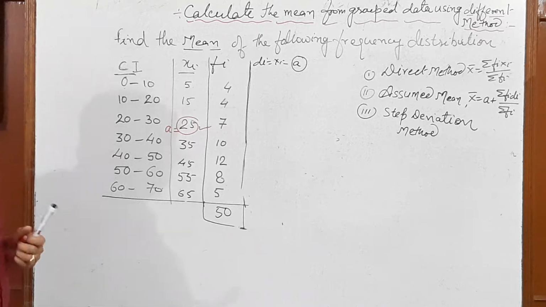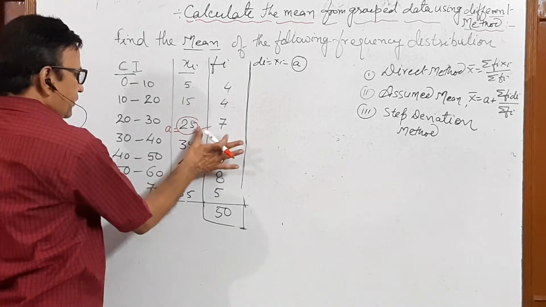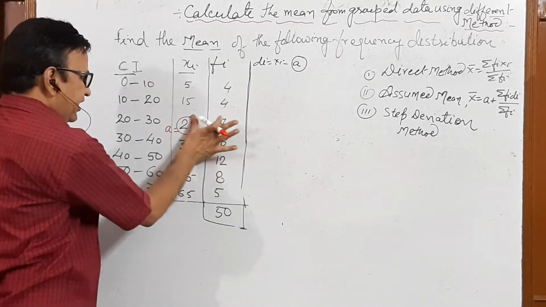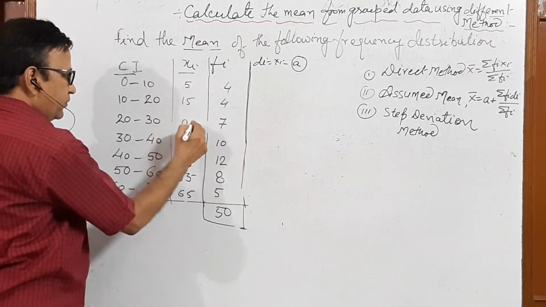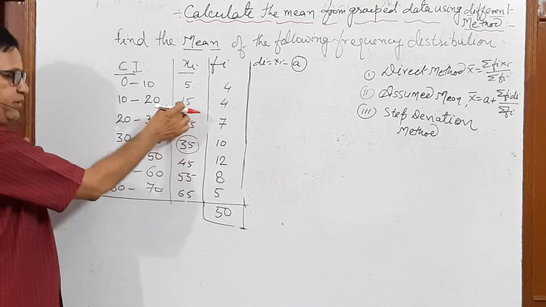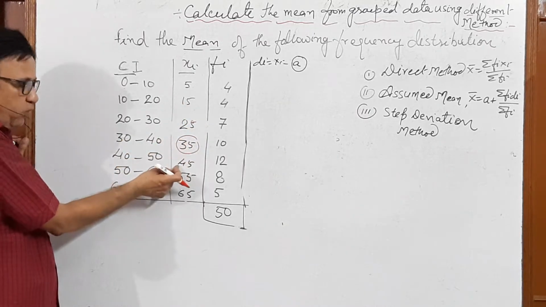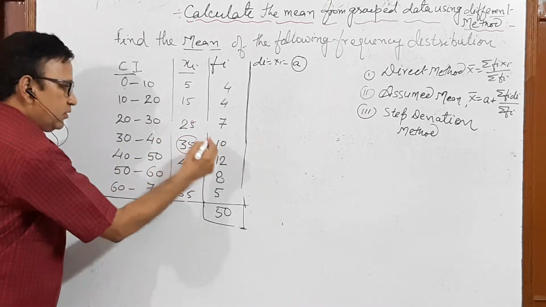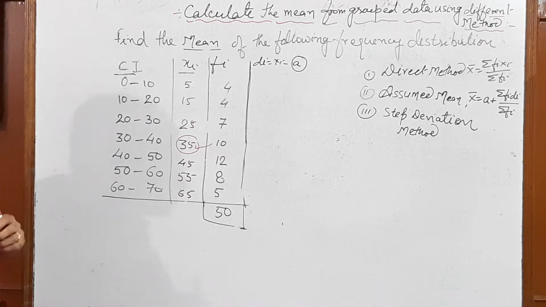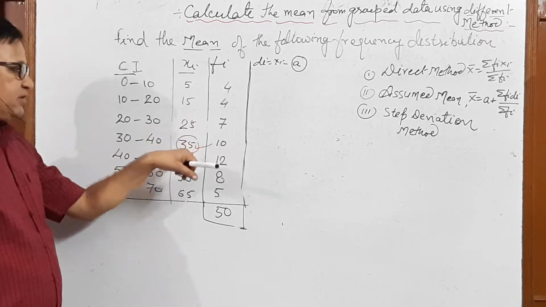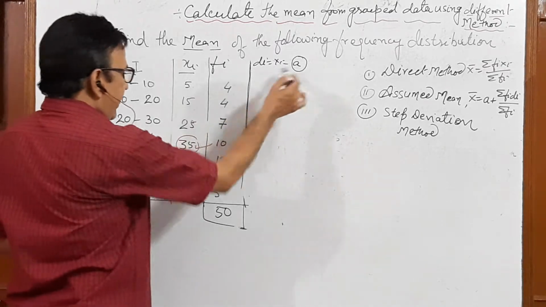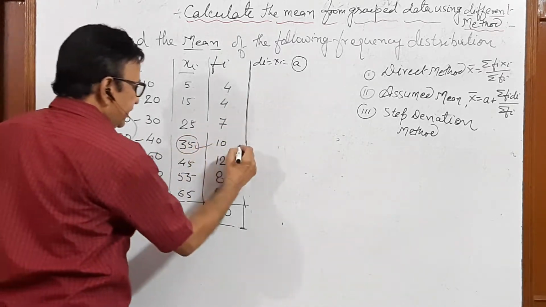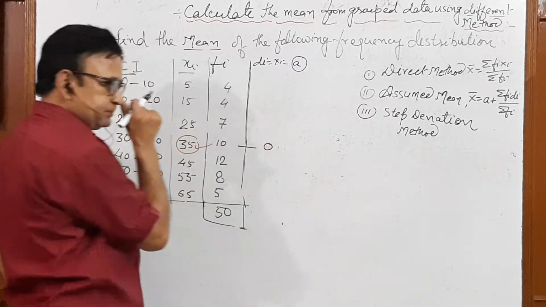Right? Or if you want to take 35, you can take 35 also. This one, clear? If someone doesn't want 25, you can take 15 also, 45 also. Here we are taking 35. Anyone can take 25, one can take 35 also, no matter. So when you have taken 35, in front of that, just write 0.